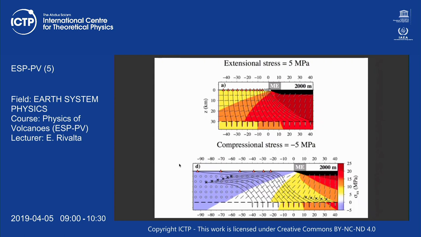And then if you do, you can see that the same magma that can be sourced here goes up like this, and then rotates, because here the stresses change, and creates a fissure in the other way.